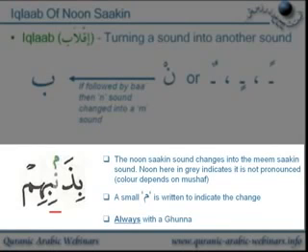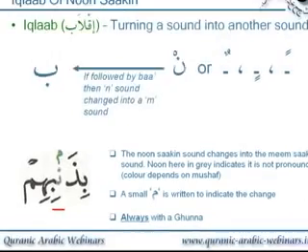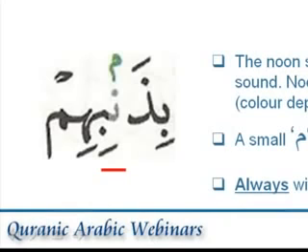Noon here is in grey, which indicates it is not pronounced, and the color coding depends on which Quran you're looking at. A small Meem is written to indicate the change, always with a Ghunna. So this word would normally be min, bihim. But the rule is, if you have a Noon Saakin followed by the letter Ba, we're going to change the sound of the Noon into a Meem. So this is actually bihim.